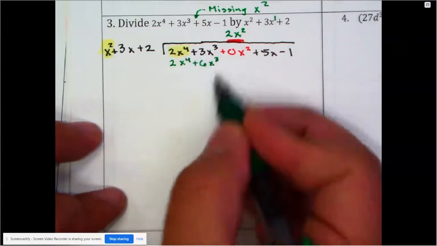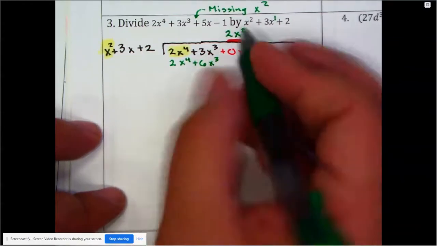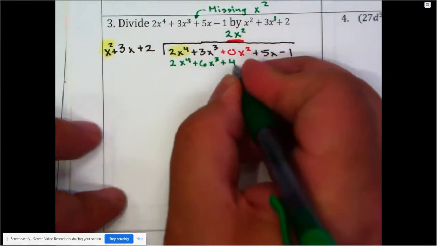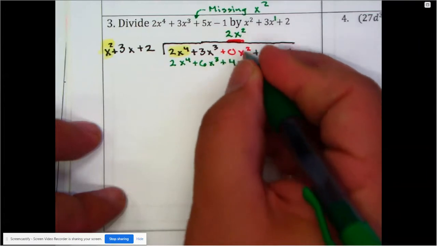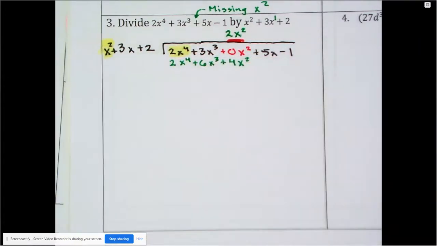This is why lining up will remind you of what powers you need to bring in. And then 2x squared times 2. Well, 2 times 2 is 4. And I already know it has to be an x squared here. Look at that, because of our lineup. So in case you forget about your powers, that's what's going to help us.